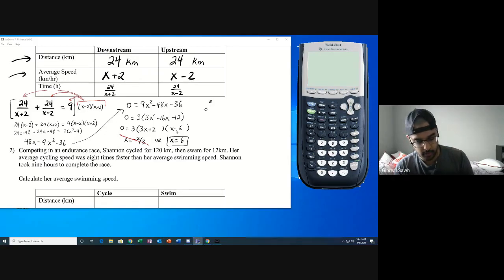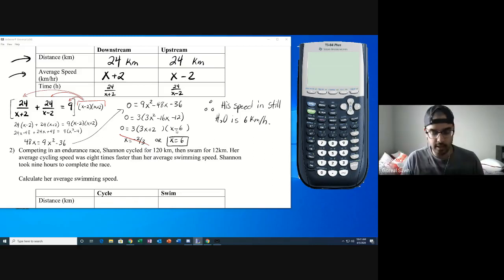So therefore, his speed in still water is 6 kilometers per hour. Again, once that equation's set up, it's very similar to solving any other equation that we've done with rational expressions. Factoring we took care of in quadratics. It's just going to be the setup that might be a little tricky here.